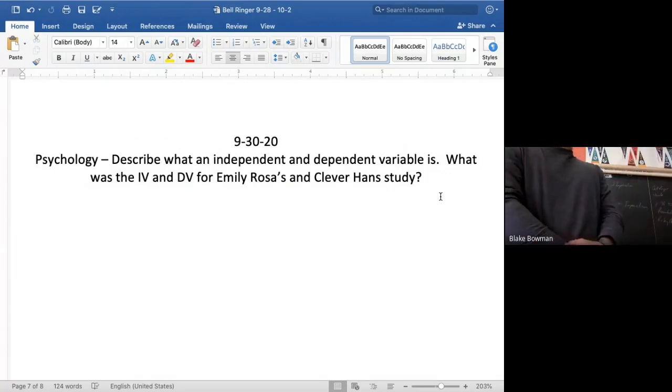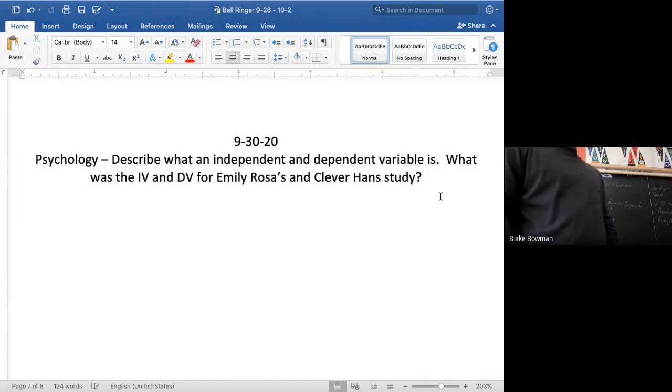Or the dependent variable, what is that? TC. Yeah, good job. So the response, okay, dependent variable response. It is the effect. It is something that we measure. Okay, the measurable outcome. Good job.